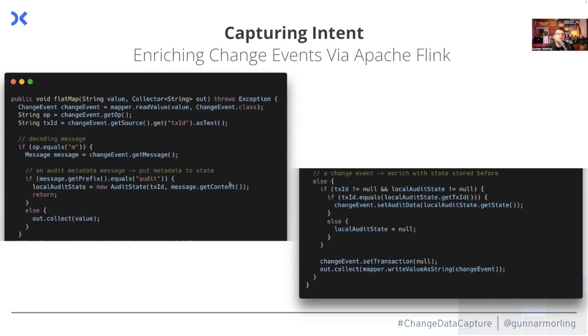So we would just emit them unenriched. But in the case that the metadata we have in the state store is from the current transaction, then we will retrieve it from the state store, put it into our change events, and send them out to whatever is on the sink side of the stream. Typically, it would be a Kafka topic, so that our consumers could then consume those enriched change events from that Kafka topic.